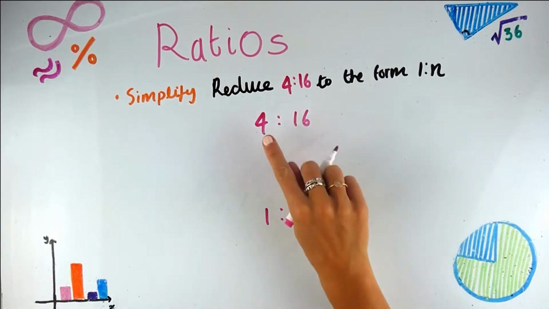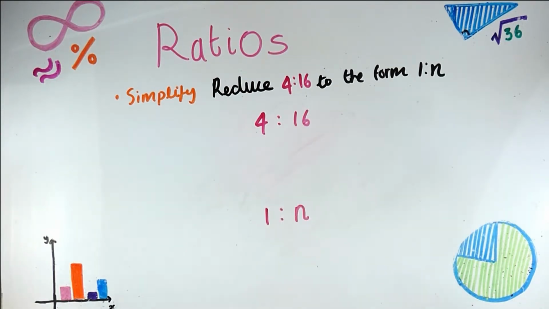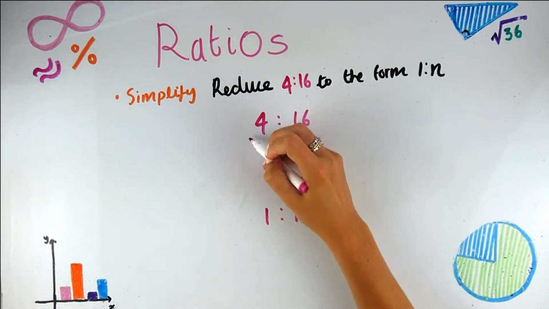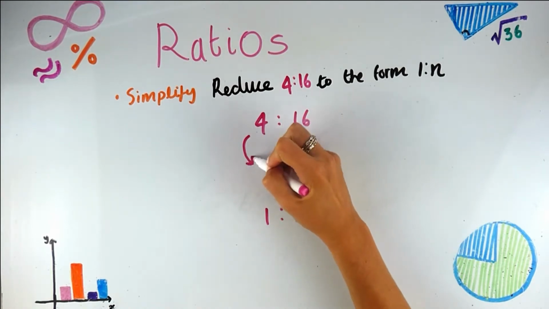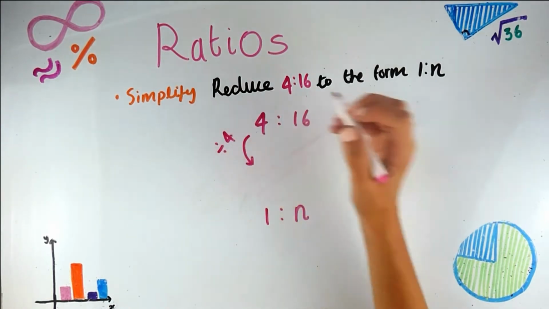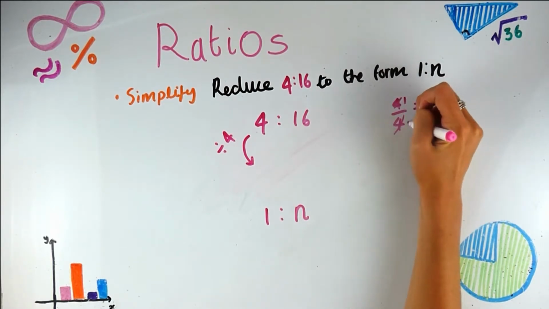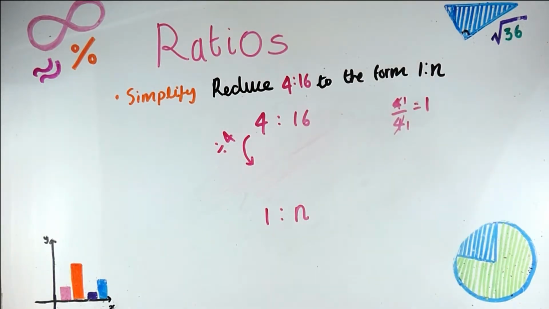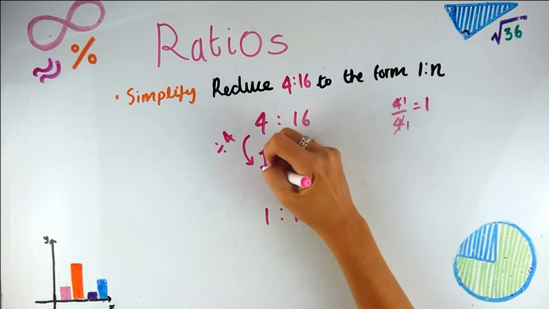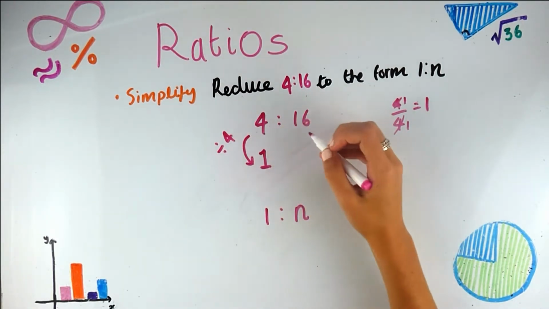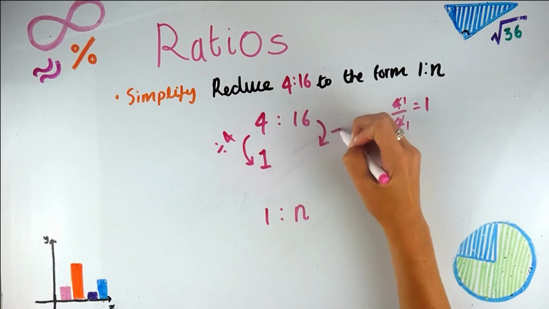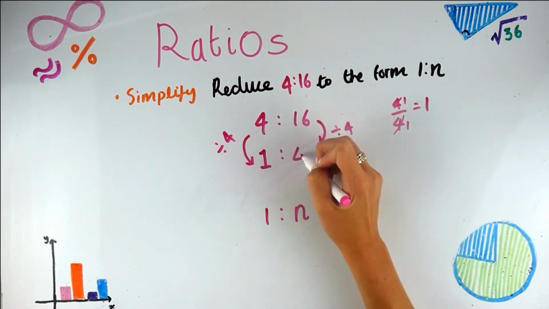So what can we do to get 4 to 1? To get 4 to 1, we can divide by 4, because if we think of the fraction 4 over 4, they cancel. It's 1. So if we divide 4 by 4, we get 1. So if I've done it on this side, I have to do it on this side. So if I divide 16 by 4, I get 4.